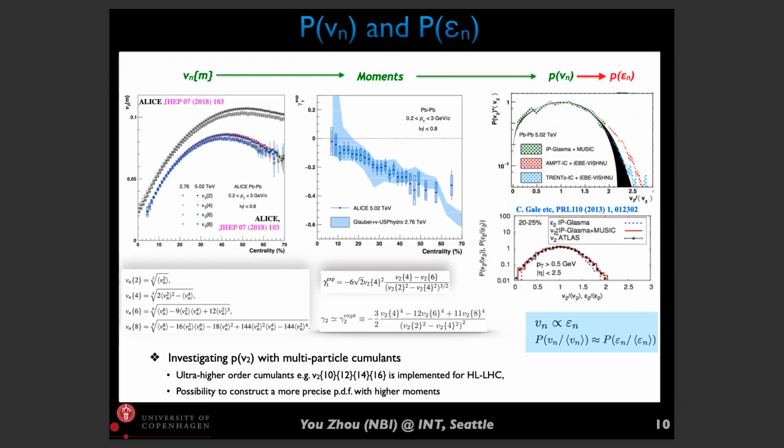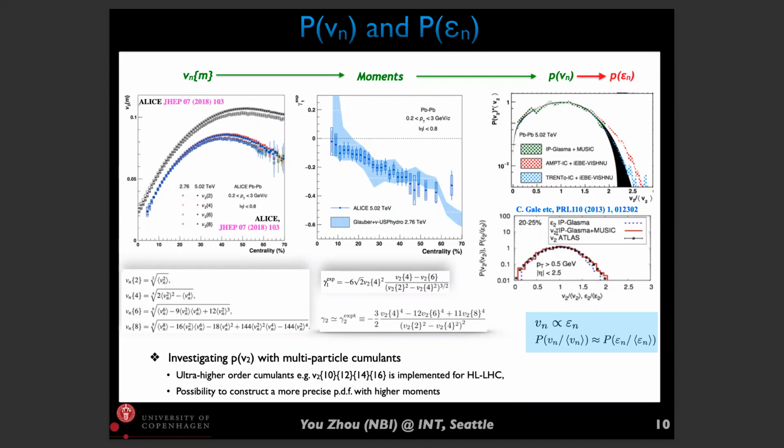So why are we bothering with all these complicated measurements? The idea is, with different multi-particle cumulants, we can construct different moments. And with the moments, the mean, the variance, the skewness and kurtosis, we can reconstruct the probability density function, which basically shows you how the vn fluctuates.